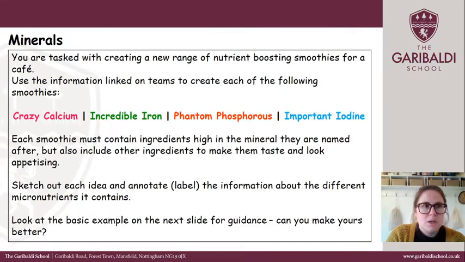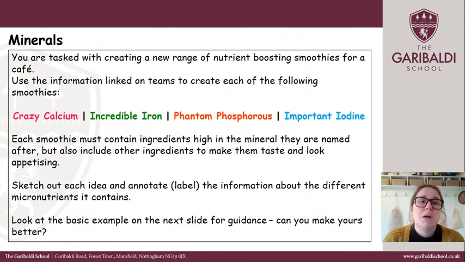So your main task is to create a new range of nutrient-boosting smoothies for a cafe. You're going to use the information that I have linked on here, and I'll show you what that looks like in a moment, to create 4 new smoothies. So I've come up with these names, not particularly inventive, I know, you don't have to keep those names, but they are smoothies that are high in one that's calcium rich, one that's iron rich, one that's phosphorus rich, and one that is rich in iodine.